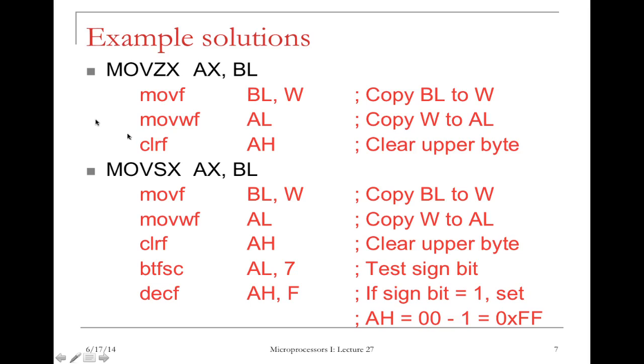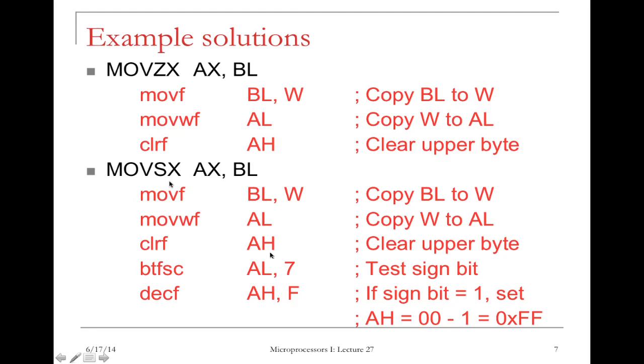The sign extension is to put the value to the lower half of the destination, and then fill the upper half with the sign bits. Let's see what we do here. We copy the value of BL to W, and then we copy the value from W to AL, which is the lower half of AX. We need to decide whether the higher half, the AH, is going to be all zeros or all ones. And that depends on the most significant bit of BL or AL.